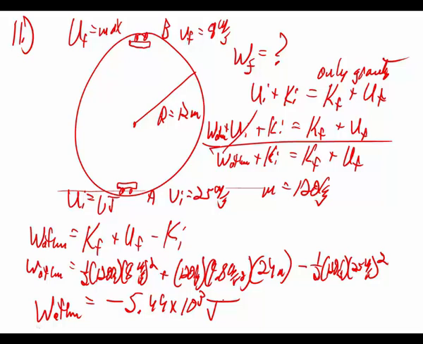Okay? So move everything over here. And you solve it for final velocity, and you'll see that it should come out to be 8 meters per second. 7.99, something like that. Okay? Question, yes?